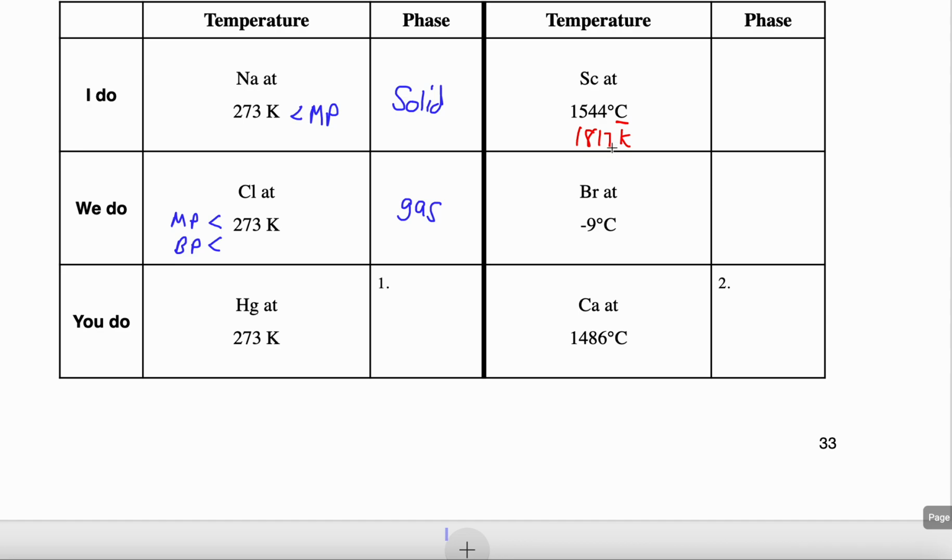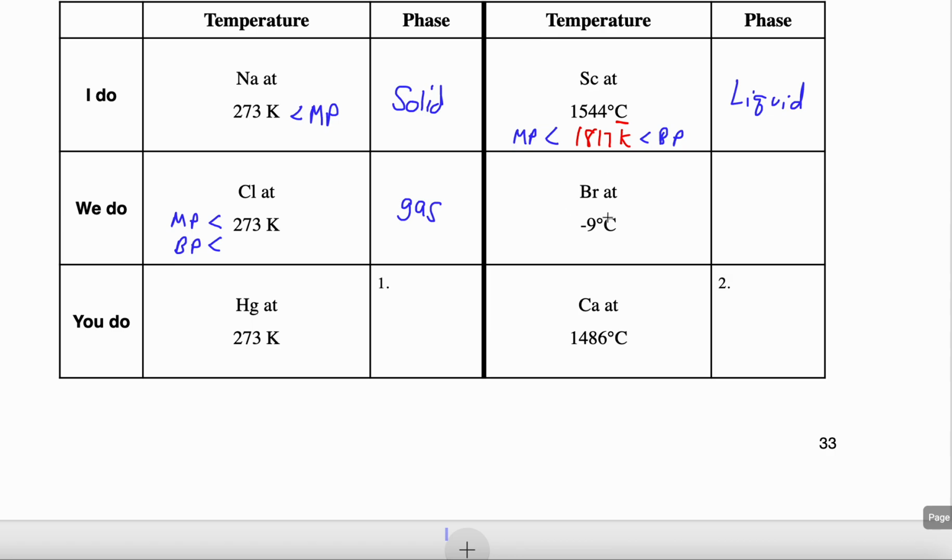So looking at scandium, 1,817 kelvins is greater than scandium's melting point. But 1,817 is less than scandium's boiling point. So 1,817 kelvins is a temperature that falls between the melting and the boiling point. So I would expect the scandium to be in the liquid phase.